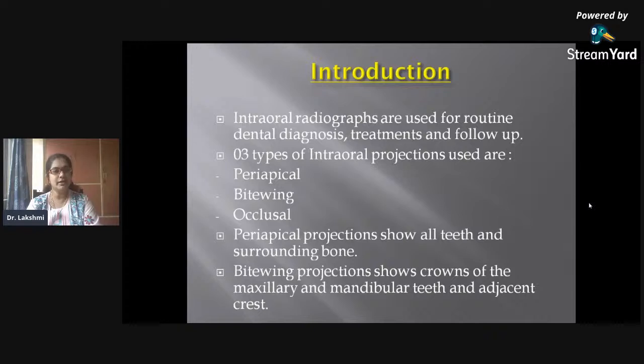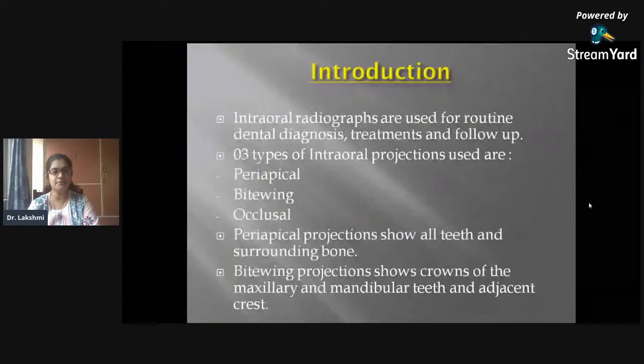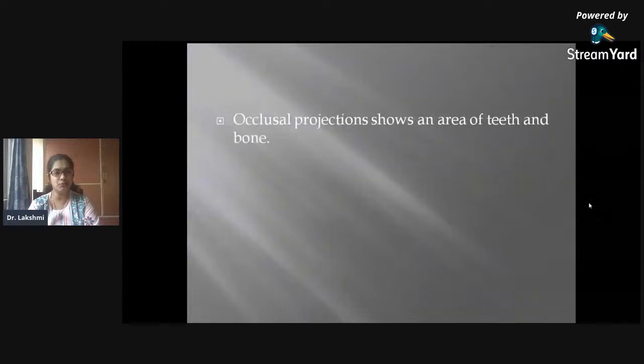Intraoral radiographs are used for routine dental diagnosis, treatments and follow-up. Three types of intraoral projection used are periapical, bite wing and occlusal. Periapical projections show all teeth and the surrounding bone. Bite wing projections show crowns of the maxillary and mandibular teeth and adjacent crest. An occlusal projection shows an area of teeth and bone a little more, including structures like the palate and others, in comparison with the periapical radiograph.